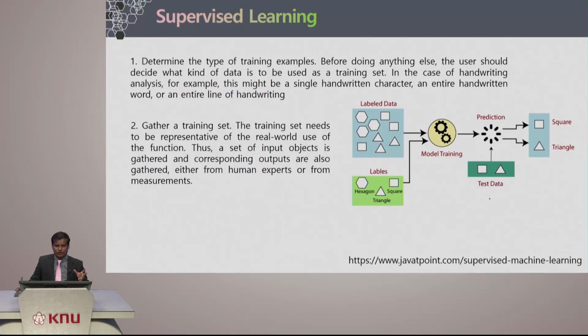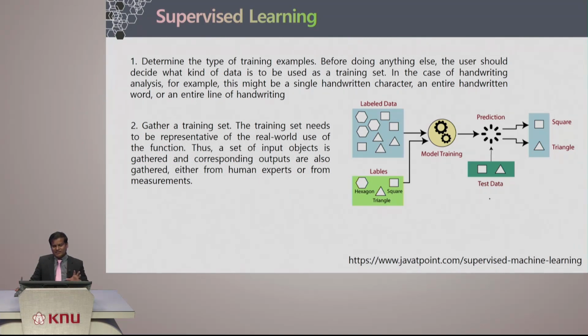For example, if you are talking about handwriting analysis, it might be a single handwritten character, an entire handwritten word, or an entire line of handwriting. So what is it that you want to train? Is it a single handwritten character, an entire handwritten word, or an entire line of handwriting, or as a whole, a sentence?